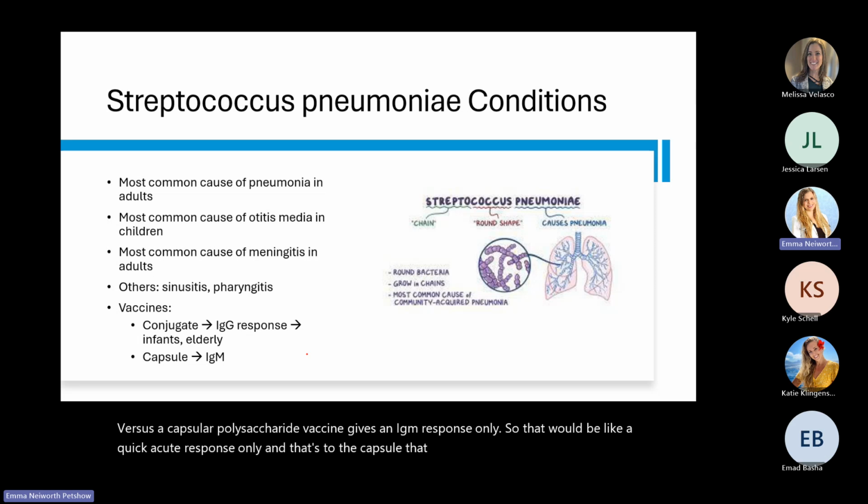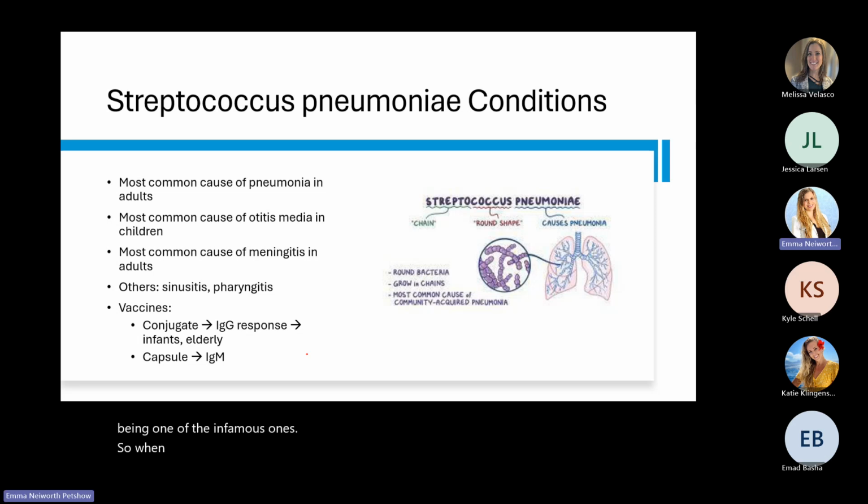If you see a question that emphasizes asplenia or humoral immunity, think encapsulated organisms, and Strep pneumoniae would be one. So if they're talking about asplenia, spleen stuff and infection, and asking what's the most likely organism to cause this in this patient, or to cause the most harm, they're asking you which one of these organisms is encapsulated. There are lots of different ones, Strep pneumoniae being one of the infamous ones. So when in doubt, I might choose this one.